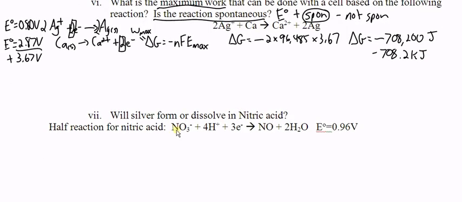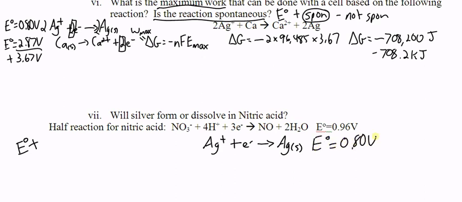we've got this example problem here, not quite related to what we were just talking about, but still something worth looking at. Will silver form or dissolve in nitric acid? And we've been given the half reaction for the nitric acid. And we know that the process is going to work spontaneously in a direction that gives a positive standard cell potential. So we've got one half reaction, and the question is involving silver. We know the half reaction for silver looks like this and has a standard cell potential of 0.80 volts.